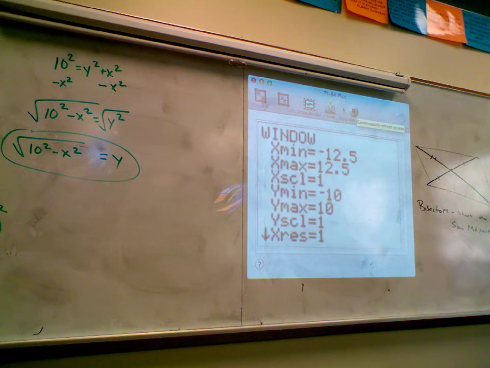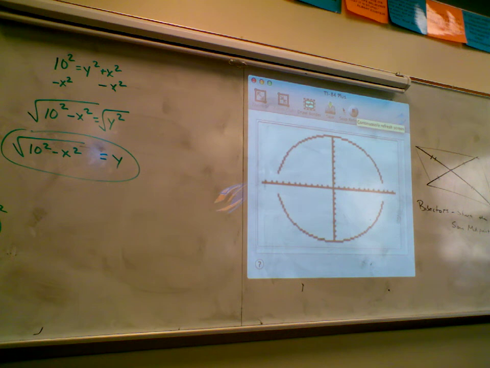Negative 12 and a half by 12 and a half. If I look at my graph, I'm getting more circular now. You guys see it now? Okay. That's because my normal window is a rectangle, but this makes it more square. Right? All right, are there any questions about that? Any questions? Kind of a cool equation, huh? I think so too. All right.